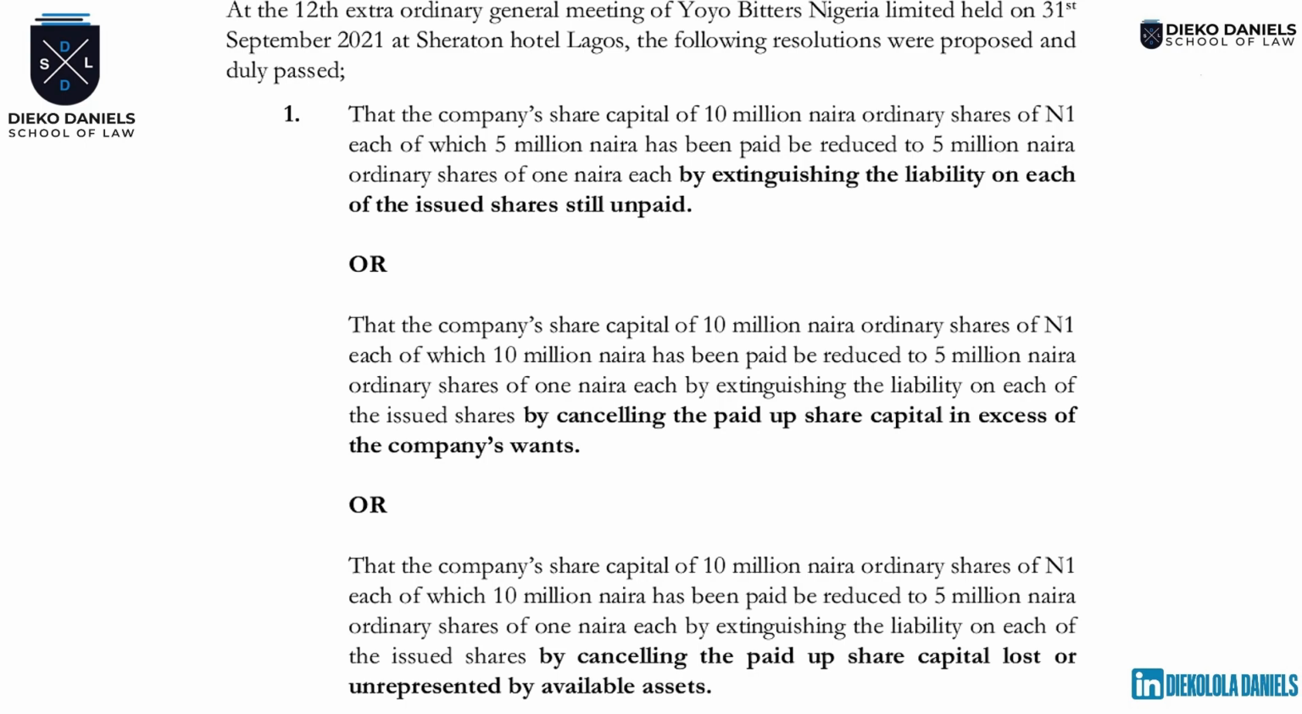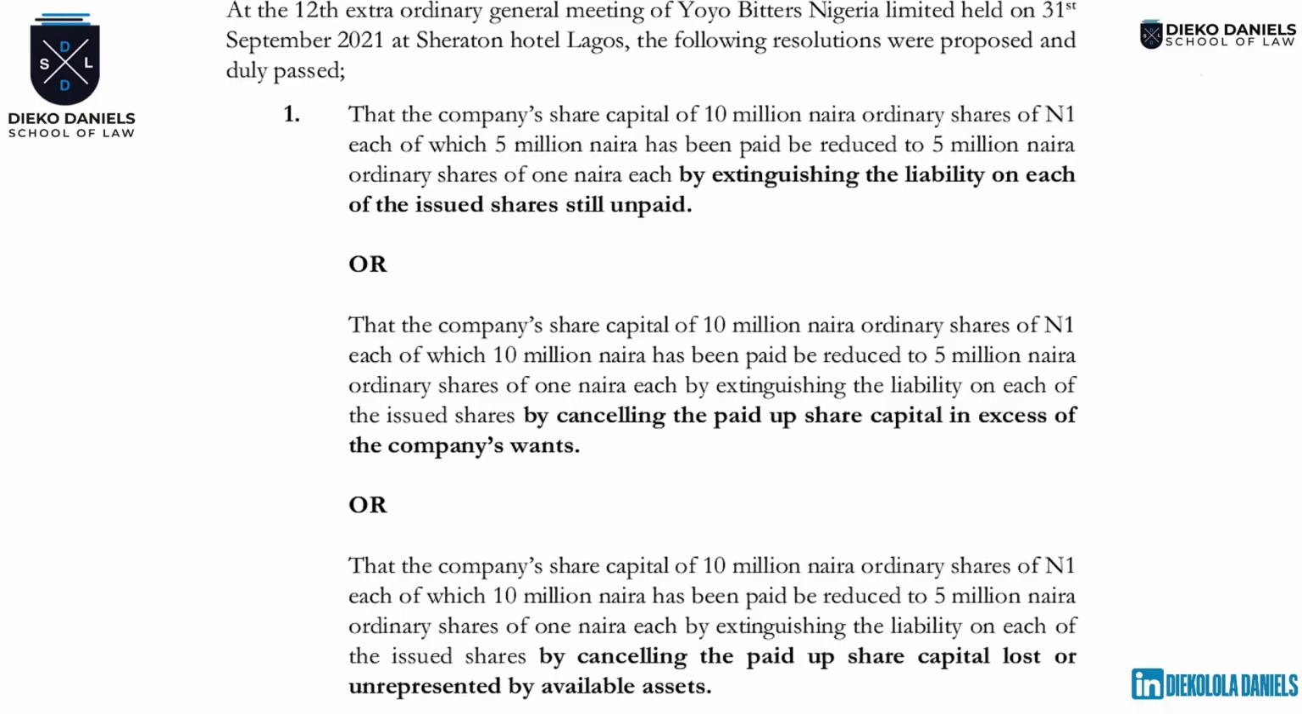By section 131(c) of CAMA, which says that either with or without extinguishing or reducing liability on any of its shares, cancel any paid up share capital. You can cancel paid up share capital. I've explained it to you previously. You can cancel paid up share capital where it exceeds your company's worth.